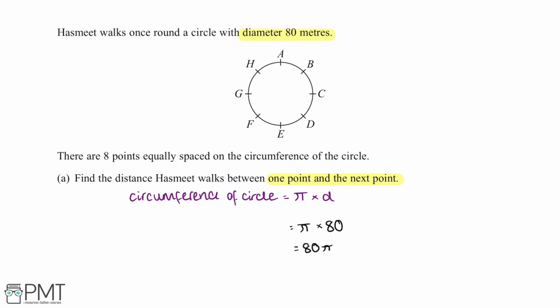So this is just one section out of the 8. So we're going to want to divide our answer by 8 to work out the length of one section, and this gives us an answer of 10 pi.